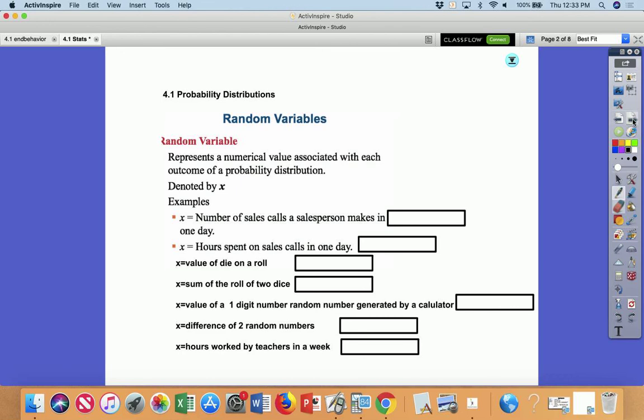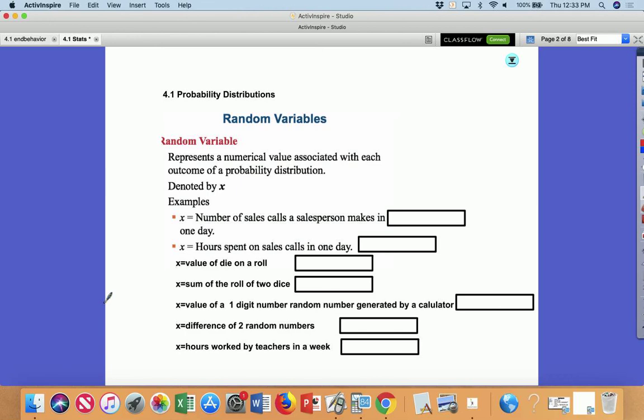So let's look at how each of these variables are defined, and then let's think about what are some of the values that the variable could be. Like if we say that X is the number of sales calls a person can make in one day, then X could be 0, 1, 2. Could it be 1/2? No. 24, 1, 2, lots of different values, right? How about hours spent on sales calls? How long do you think that somebody? No more than 12 hours?